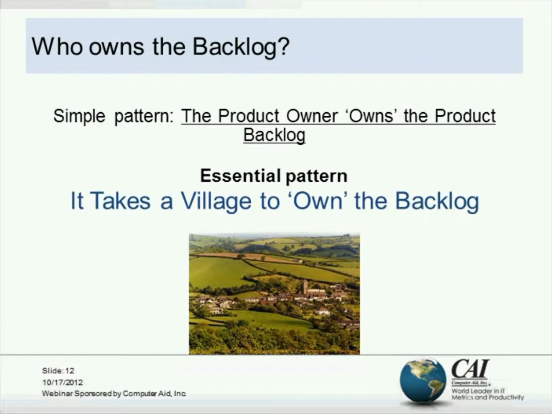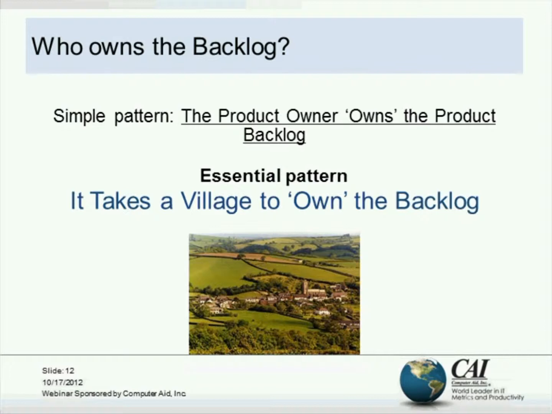Who is the keeper of the backlog? Who is the king or queen of the backlog? So the simple pattern is the product owner, quote unquote, owns the product backlog. I think that comes out of the literature, that comes out of the Scrum basics. That's that simple pattern of ownership.